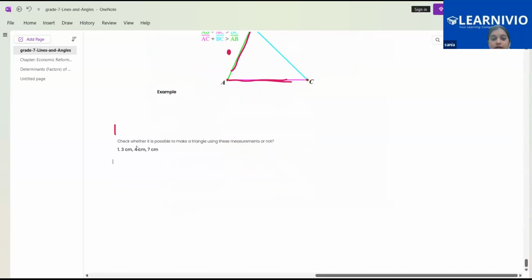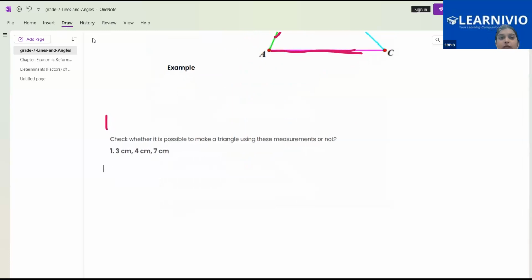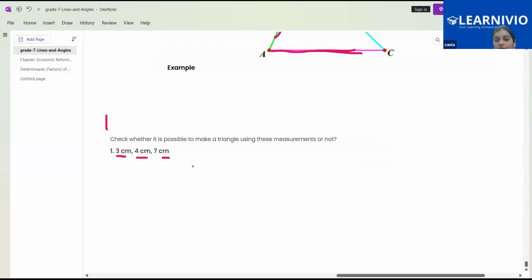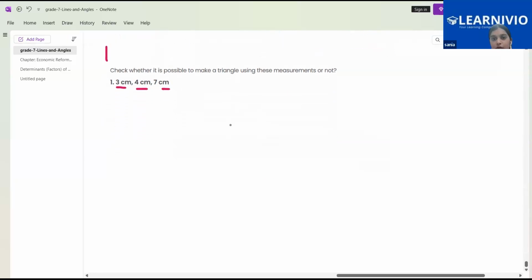Can you people see? Yes, ma'am. Check whether it is possible to make a triangle using these measurements or not. Right? So this is 3 centimeter, 4 centimeter, and 7 centimeter. So I'll explain you first how to do it.